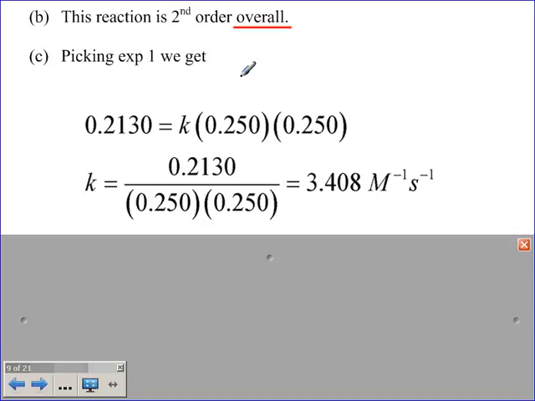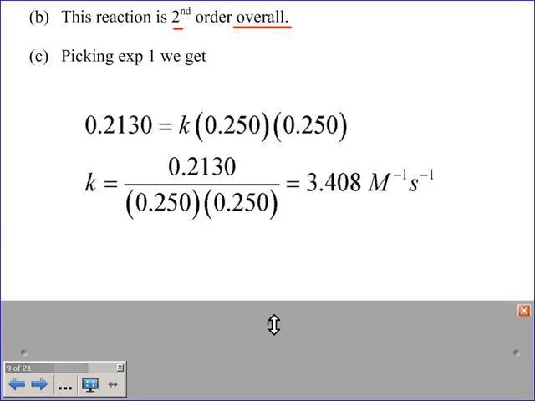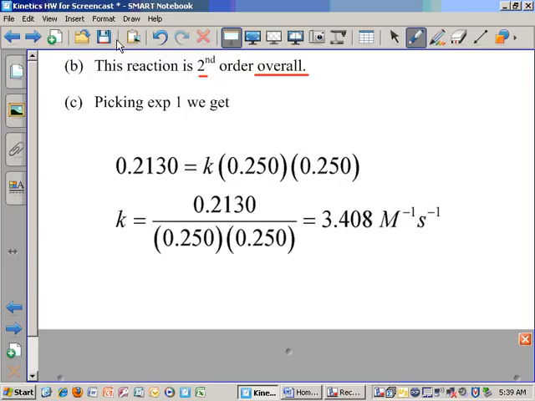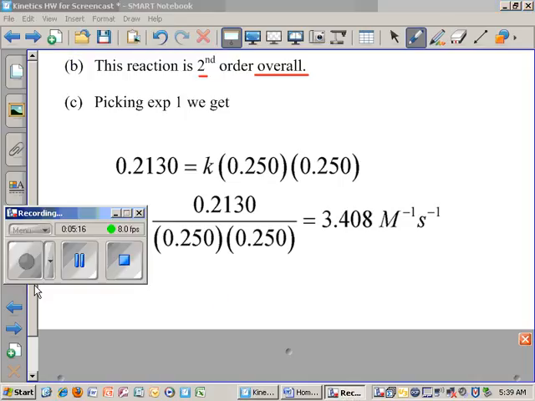I know that these are the right units because if it is second order overall, that means it's going to be molarity to the -1, and it's always seconds to the -1. So, two so far, very, very similar. Now we're going to see some changes.